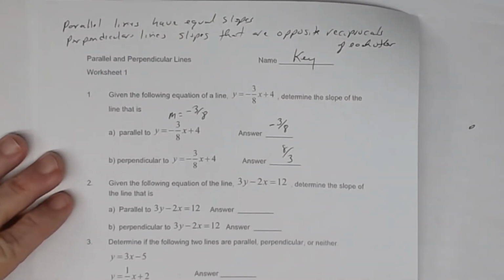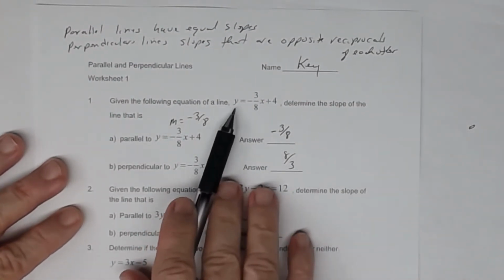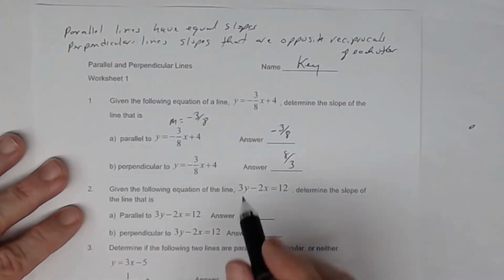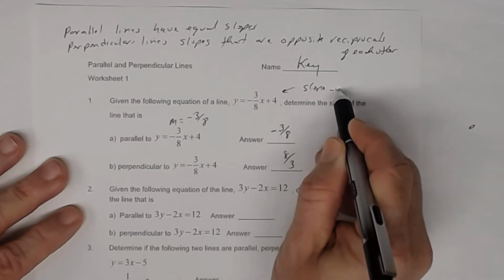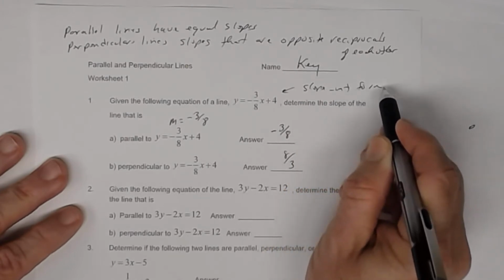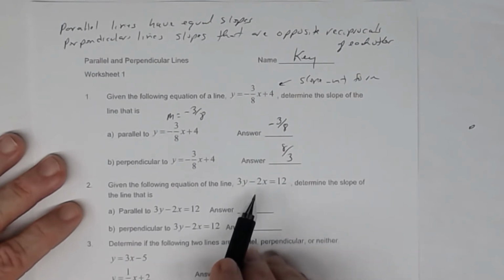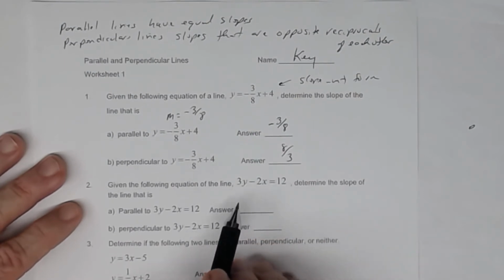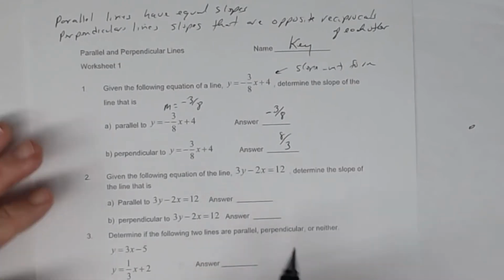Number two. Now the difference between 1 and 2 is this. Notice that number 1 was already written in slope-intercept form, right? But in number 2, it's not. So what we got to do first is get this in slope-intercept form, because in order to answer the questions, you got to know the slope. So let's go ahead and get this in slope-intercept form.